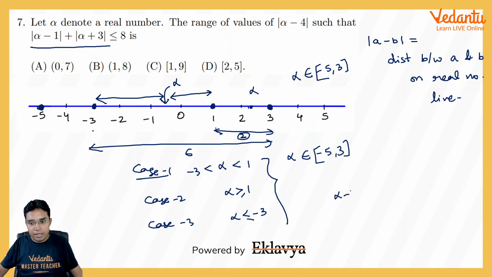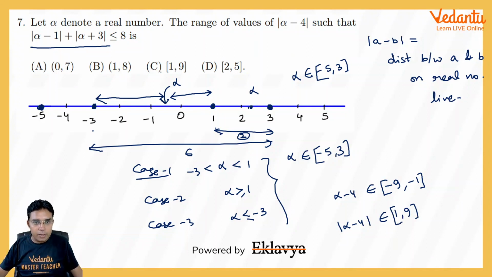Then alpha minus 4 will be taking values from minus 9 to minus 1. Okay, and then its mod of alpha minus 4 will be, I think, 1 to 9. We just have to make these numbers positive. So the answer will be C, that is 1 comma 9. Okay, so this is how this question can be done.